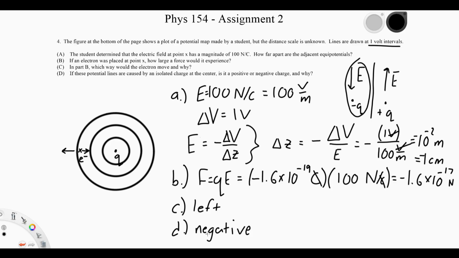Another way you could arrive at this negative answer is by looking at what happens to the electron that we place there. If we place the electron, we know it is repelled from the center charge, which means that the charge must be a like charge and also must be negative, because like charges repel, whereas opposite charges attract. Okay, so that's problem 4.